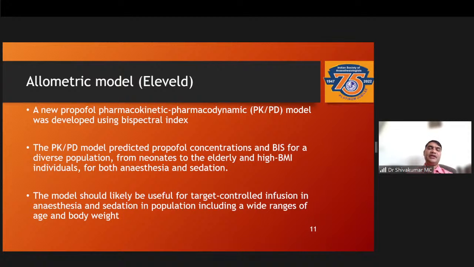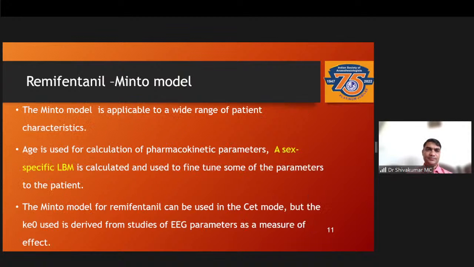But the allometric model can be used for higher body mass index also. Coming to remifentanil, the Minto model is commonly used. We don't use it here because remifentanil is not available. The Minto model is applicable to a wide range of patient characteristics.